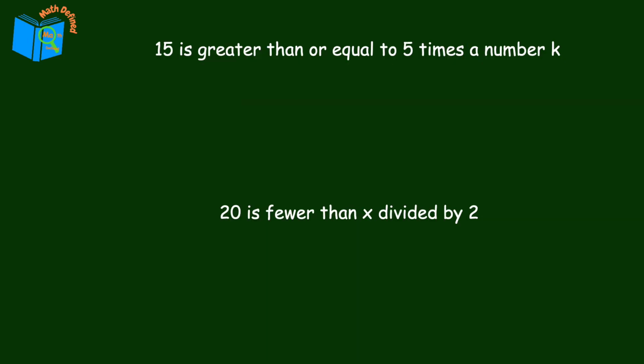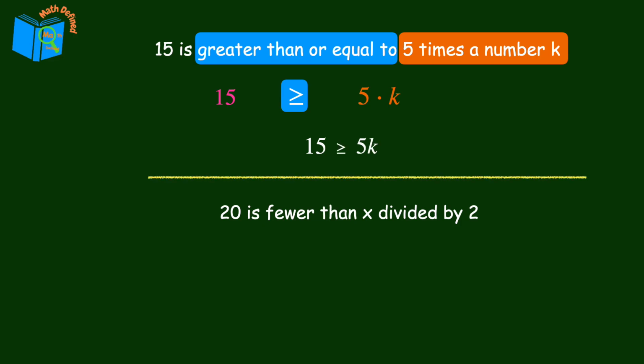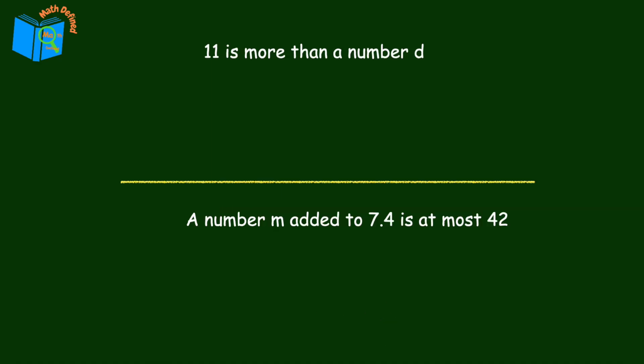This time we start with a whole number. 15 is greater than or equal to 5 times a number k. Both of these phrases are pretty straightforward, and putting it all together, we get 15 is greater than or equal to 5k. Be careful with this one. 20 is fewer than x divided by 2. The phrase fewer than is another way of saying less than. Putting it all together, we have 20 is less than x over 2. Keep it up, we're almost done.